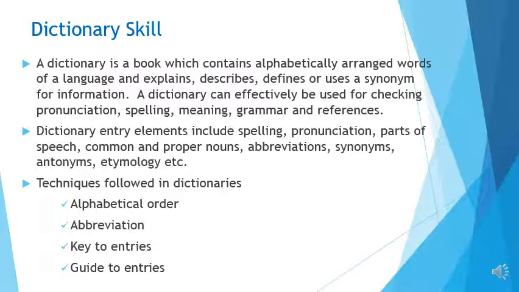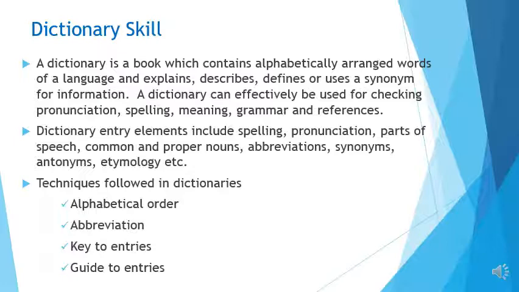A dictionary is a book which contains alphabetically arranged words of a language and explains, describes, defines, or uses a synonym for information. A dictionary can be effectively used for checking pronunciation, spelling, meaning, grammar, and references. In a dictionary, we can see elements like spelling, pronunciation, parts of speech, common and proper nouns, abbreviations, synonyms, antonyms, and etymology, etc.